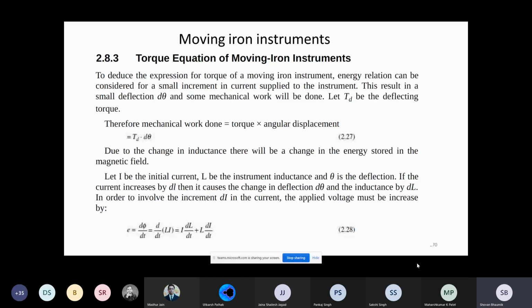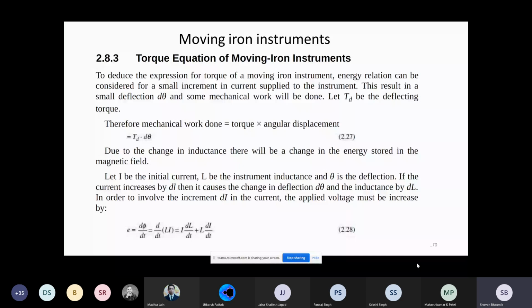So if the current is increased by di amount, it causes a change in the deflection of d theta and a change in the inductance of dL. So if the current increment is di, the change in inductance is dL, and the change in theta is d theta. Now we can write that the applied voltage E is d phi by dt. Phi, you know, is the flux produced, it is Li. So d/dt of Li. And here you see, as the part is moving, the inductance is not constant.